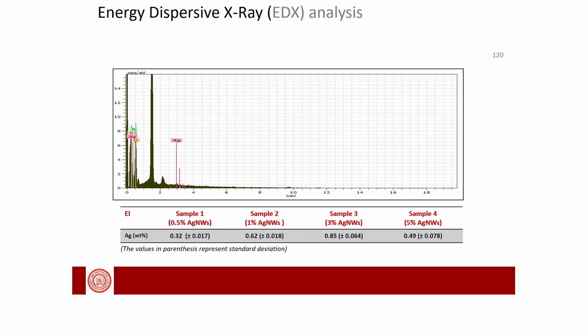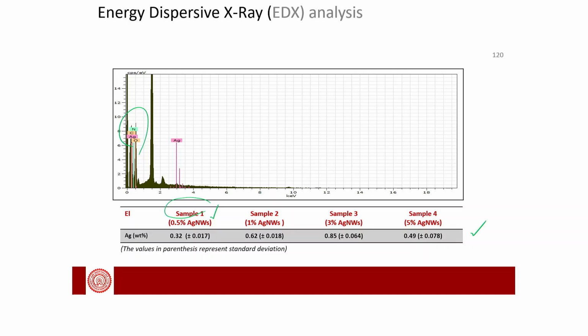Now, the EDX analysis here shows that you can see the presence of carbon, silver, oxygen, and nitrogen as per their proportion. Okay. And now, there are different samples we have developed. So, for sample 1, where 0.5% silver nanowires were added in the solution, we have measured the silver percent.